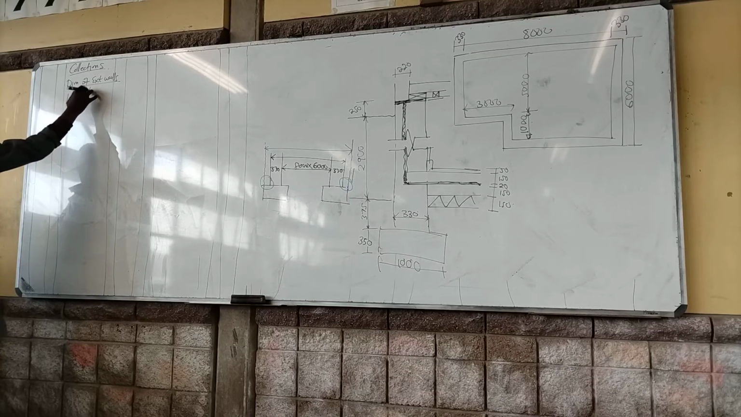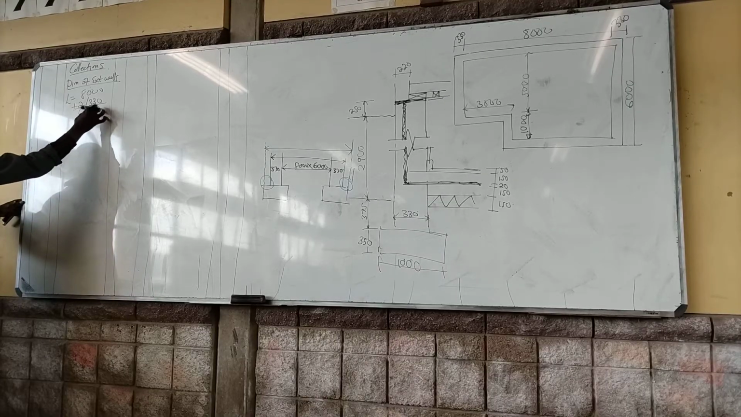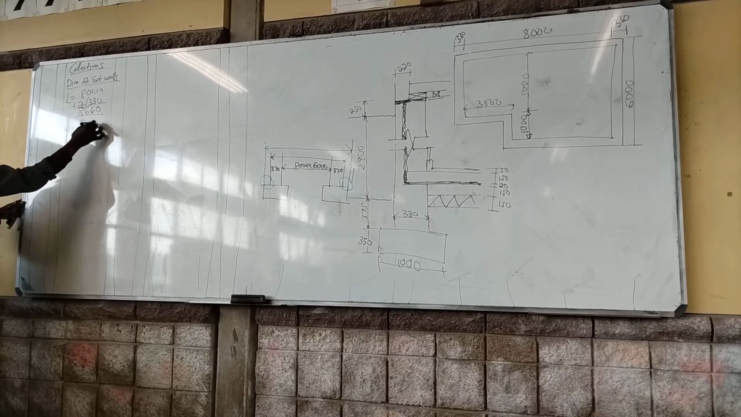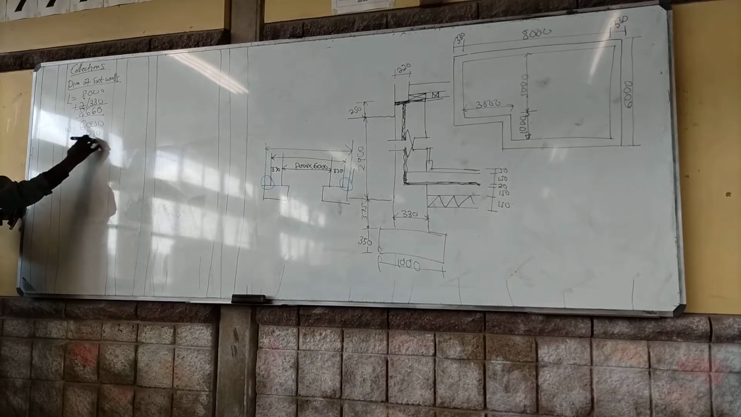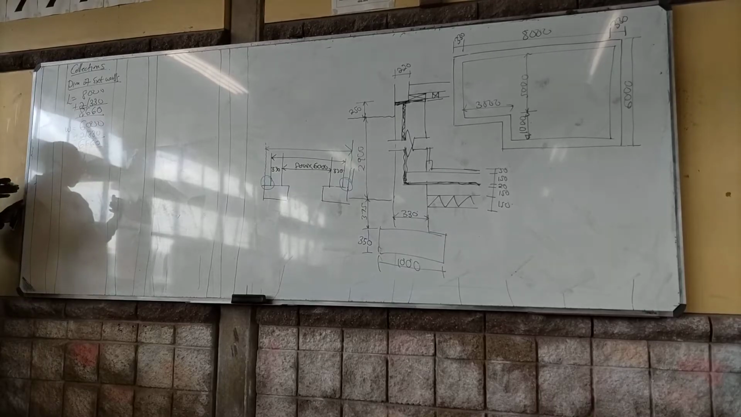We are given the length, which internally is 8,000 plus 2 times 330. What is the answer? 8,660. The width is going to be 6,000 plus 2 times 330. What is the answer?